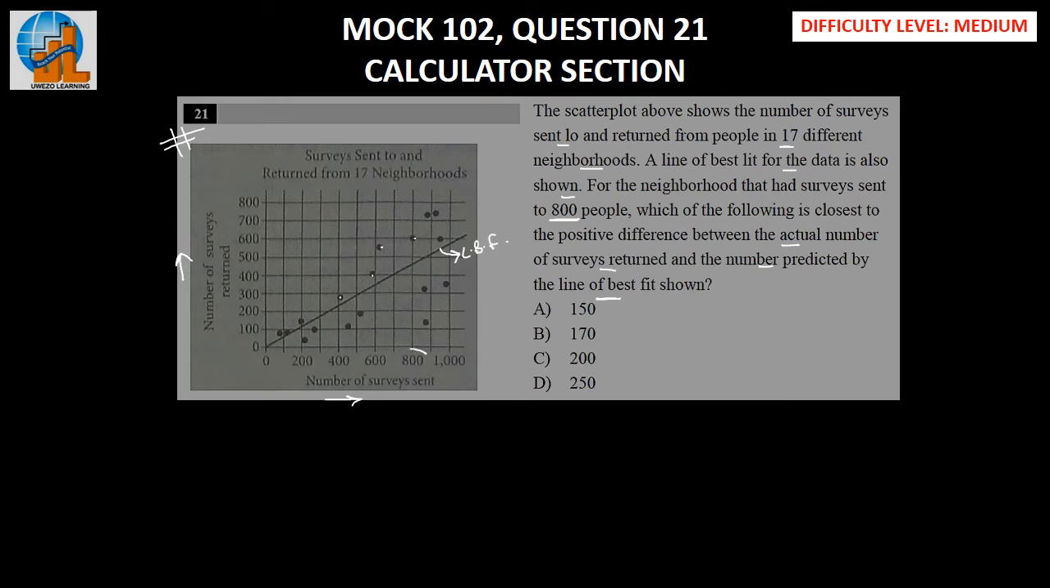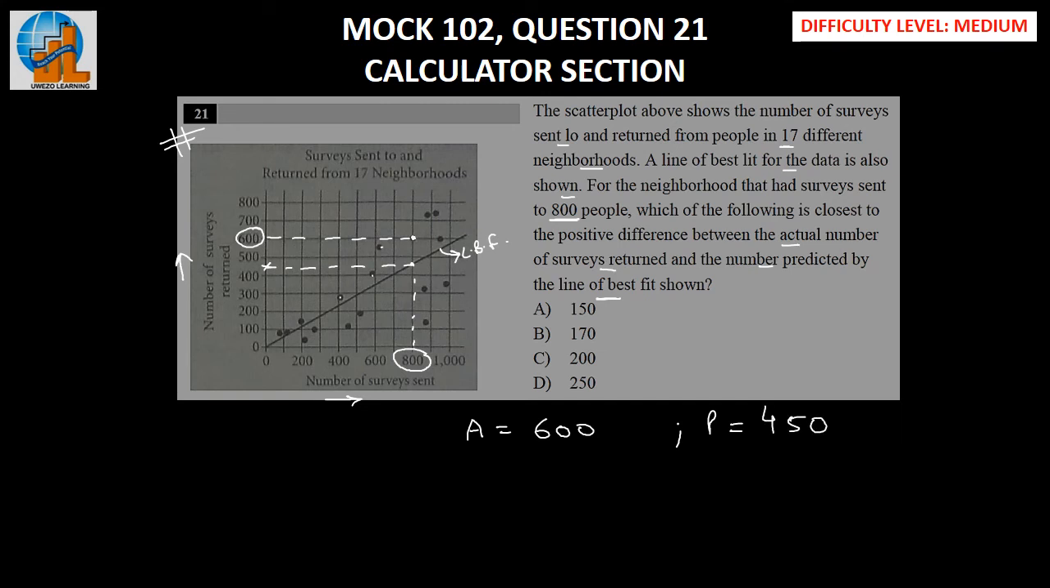So this would be the neighborhood there, and let's find out the actual number of surveys returned and the predicted number of the surveys returned. So we know for this neighborhood, this dot here represents the actual number, and this dot corresponds to 600 surveys returned. So in actual, 600 people have replied to that survey, and the predicted would be this point here, and this point corresponds to a number between 400 and 500. So let's just take this number as 450 here.